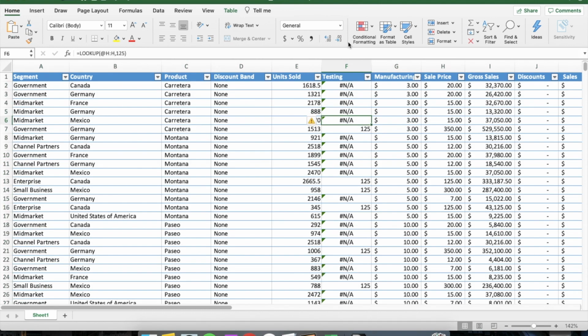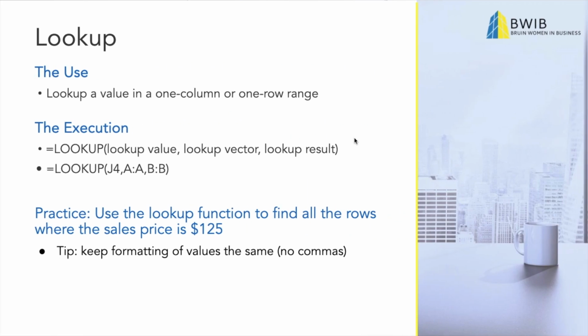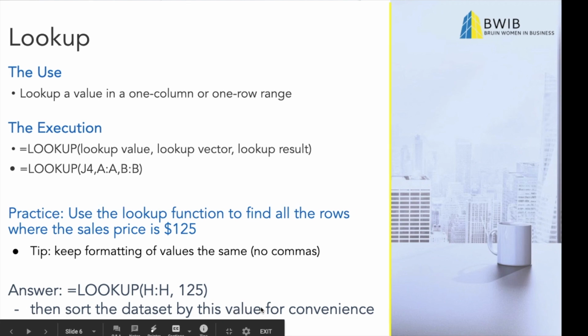So now we're going to go back and we're going to clear this column. Okay, so now that we've cleared this column, we're going to go back to our sheet. Here I've put the answer for your reference. So you look up the column H, the value, and then you sort the data set by this value so you can see all of them.